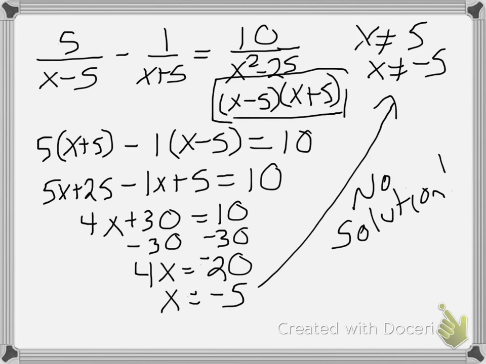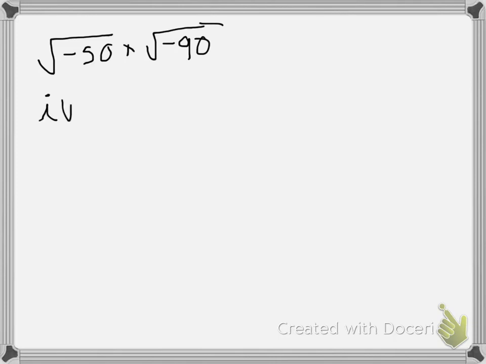The next one that y'all asked for was question number 6. So we've got the square root of negative 50 times the square root of negative 90. All right, first off, guys, take the i out. So this becomes i times the square root of 50 times i times the square root of 90.